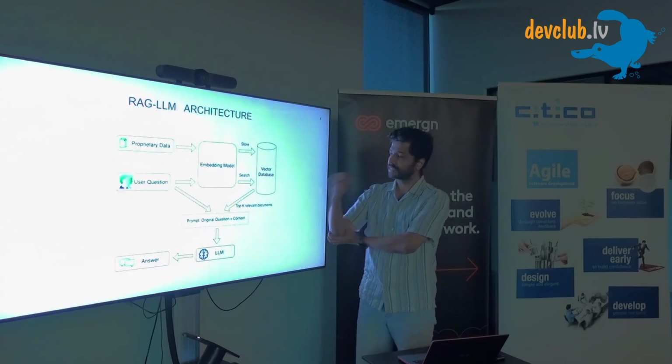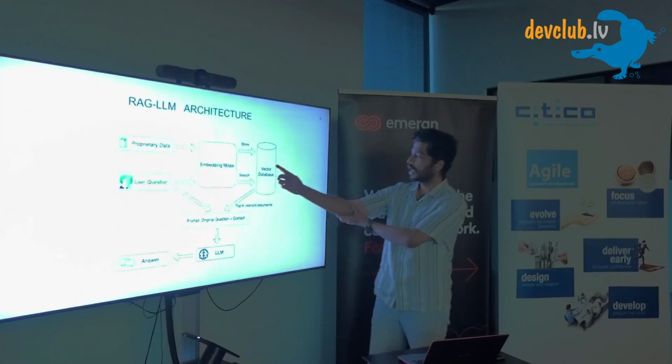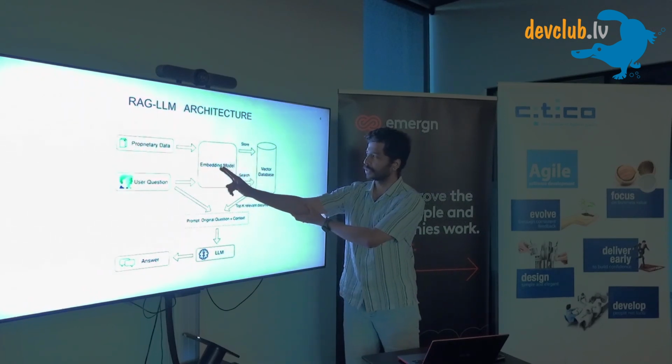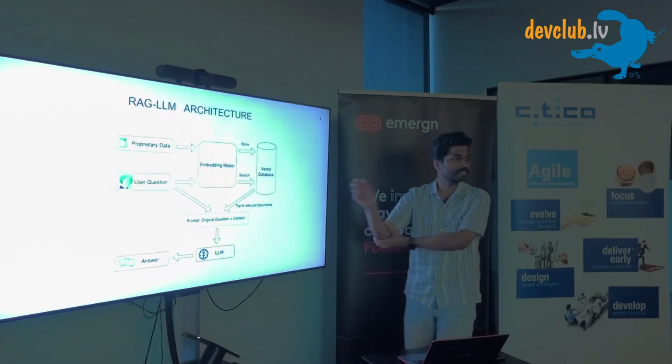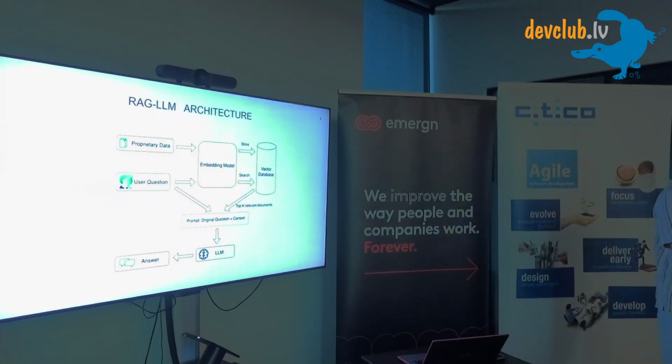So if a user asks a question, that goes to the embedding model and to the vector database, and the proprietary data is also passing through the embedding model and the vector database. Can anyone figure out why I am doing this, or why the model is built like this? Both the question and the proprietary data are passed through the embedding model and the vector database. Any idea? So yeah, please. You can do more easily search.